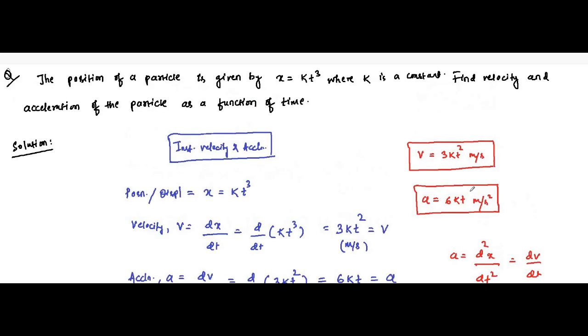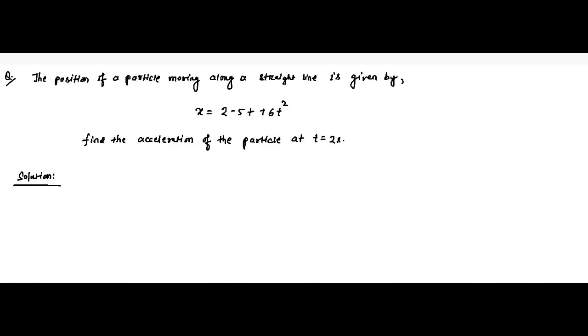Okay, so here is another question. Again, the position of a particle moving along a straight line is given by the expression x is equal to 2 minus 5t plus 6t square. We have to find out the acceleration of the particle at t equals 2 seconds. So again, this question is based on the concept of instantaneous velocity and acceleration.